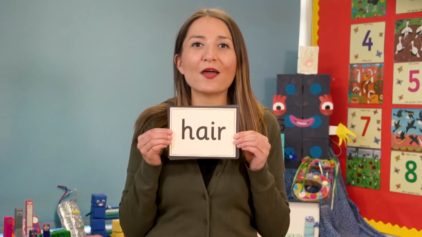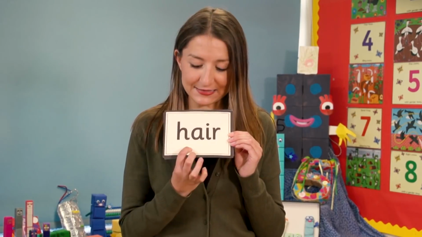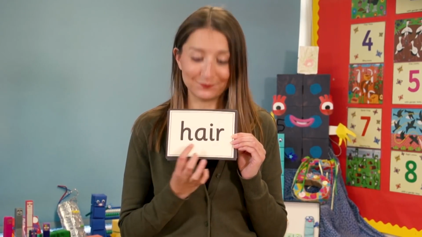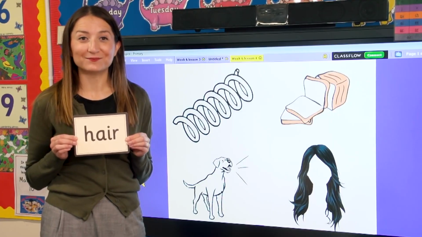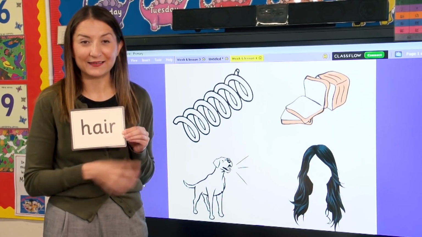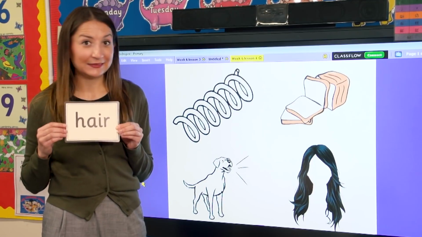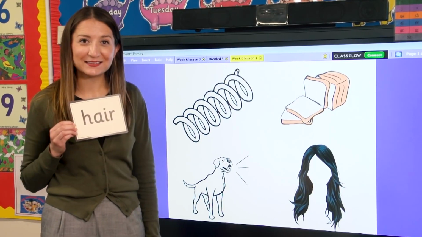Can you spot the trigraph? Yes, the trigraph is air. Sound out and blend. Point to the picture that matches the word. Air, hair. Can you see the picture that matches this word? Yes, there's the hair. Did you get it right?